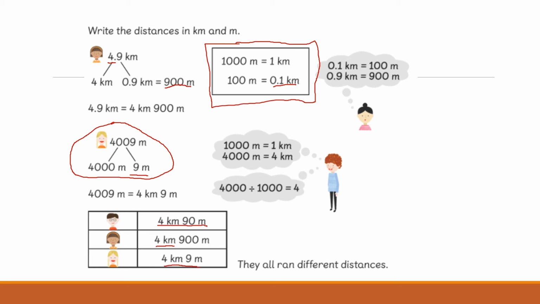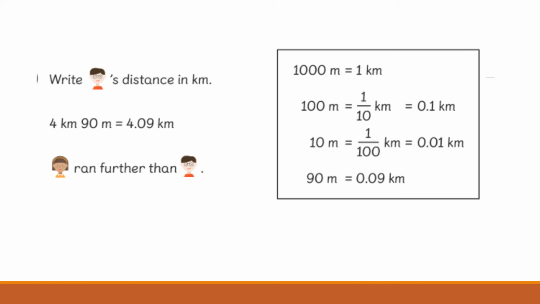So they all did run different distances. Moving on then, if we're going to compare the different measurements, it says I write the distance in kilometers. Now we know that the girl ran 4,900 meters, so we're going to compare this one. So this is how we do it. Again, I've got the key rules at the side. I would encourage you to do this when you're completing your own work, and it runs you through the different calculations you need.